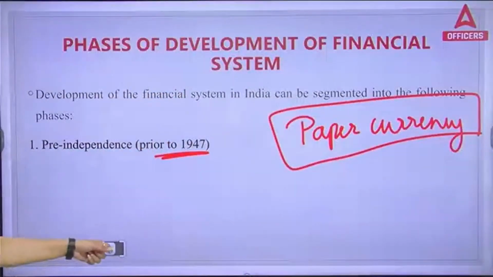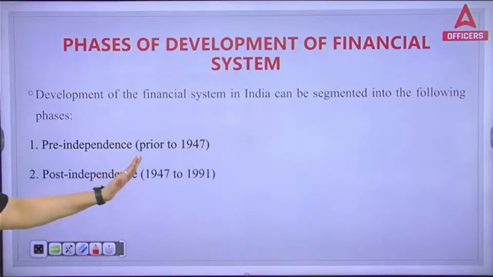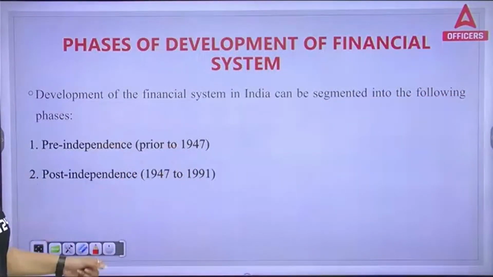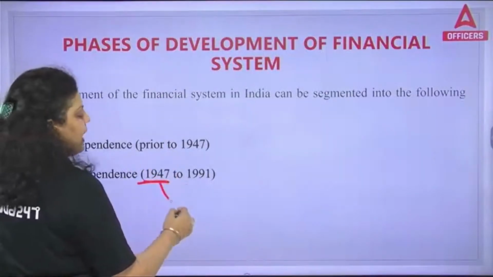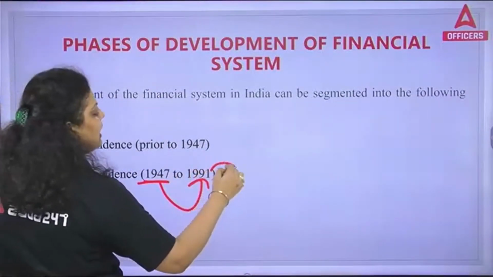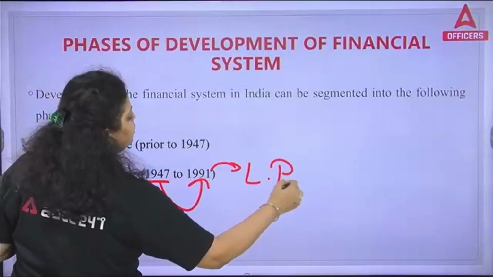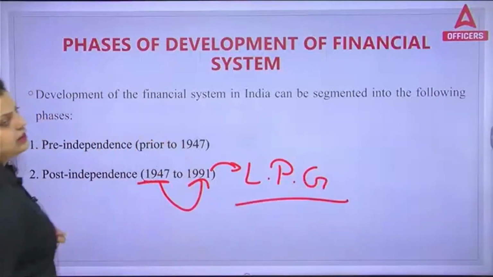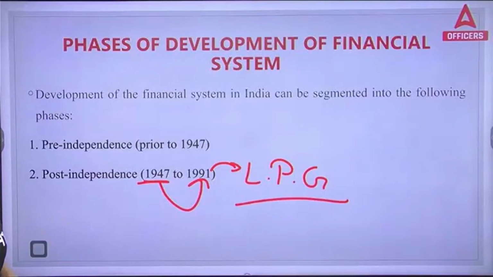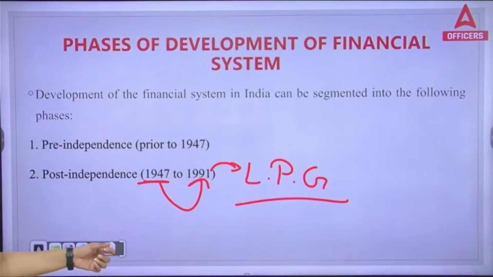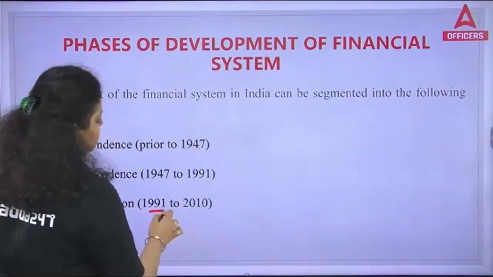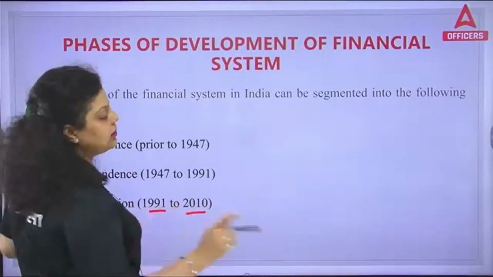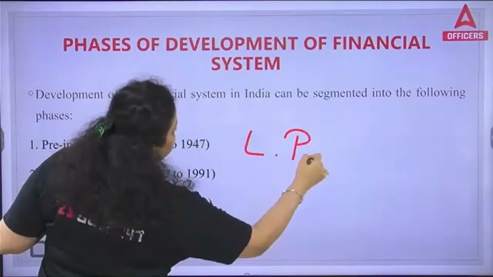Okay. Now, the second phase you can see here was from 1947 to 1991. So after independence, you can call it post independence. And why till 1991? Because in 1991 we introduced the LPG policy, and this was the biggest reform in the Indian economy, right? So that's why this is the post independence part. Then post liberalization. Now why liberalization? 91 to 2010 it was post liberalization because of the LPG policy.